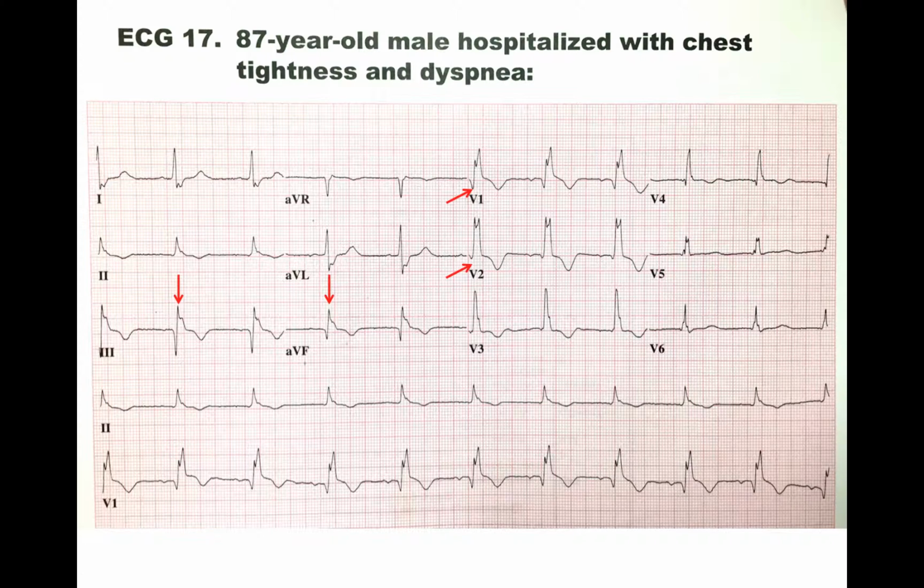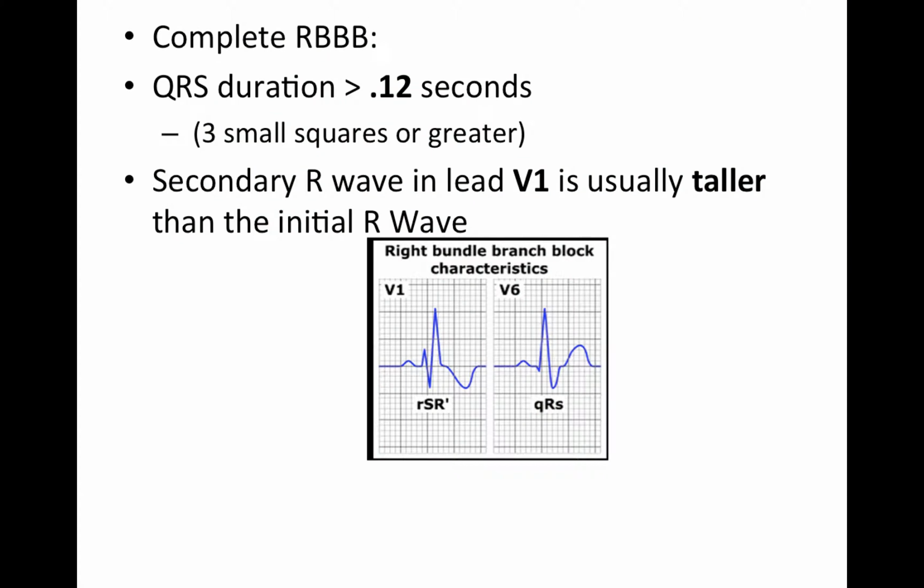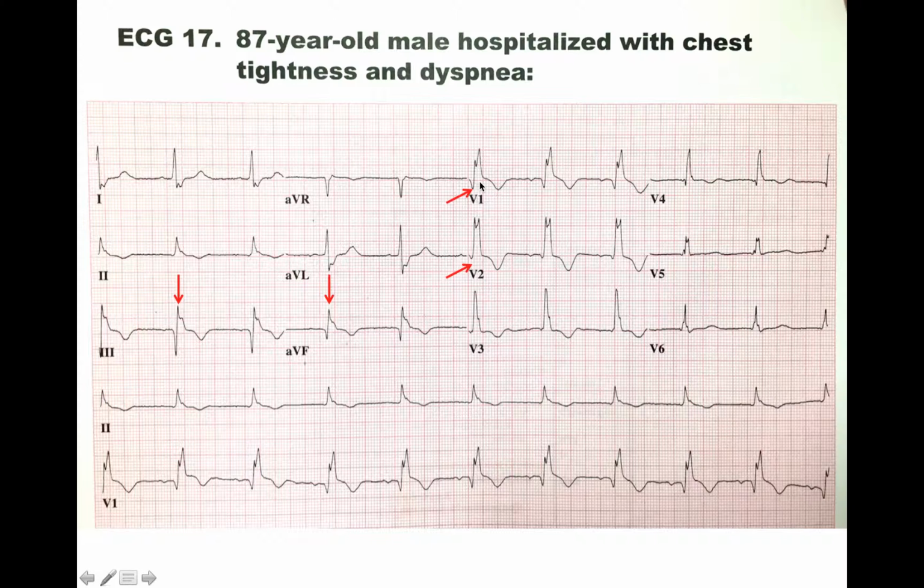After that, you just scan the EKG looking for any abnormalities, and you do appreciate some right bundle branch block on V1 and V2. Some things to consider with right bundle branch block, and I'll go to the next slide, is that one of the things you find are widened QRS complexes. That can be appreciated here in V1. If it's greater than 0.12 seconds, or greater than 3 small boxes, then you definitely have a widened QRS. Those are one of the criteria for a right bundle branch block.